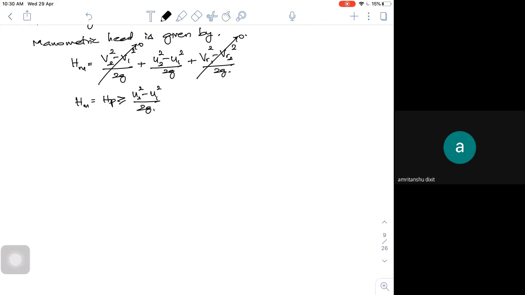If HM is the manometric head I am creating, and I call HP the pump required head, and if it is equal, what will happen? The pump is filled with the fluid, the impeller is filled with the fluid. Simply the fluid will be running inside the impeller. The moment this head is increased by a small quantity, the fluid will start coming.